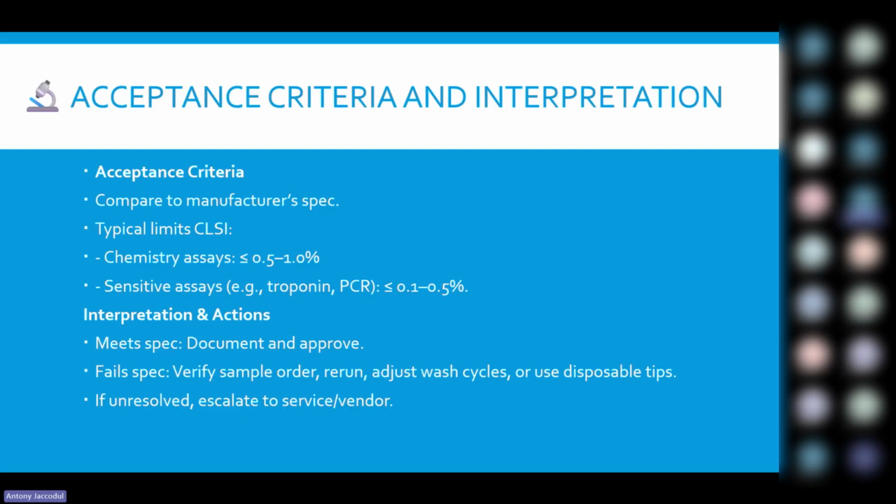So if a test sample fails carryover, you need to verify the sample order. Was your sample order the right way? You need to do a rerun. You need to adjust the washing cycles and use disposable consumables that we said earlier, just to find out if the issues might have arisen from those particular areas. If unresolved, you need to escalate to the service provider or vendor just to ask what could have gone wrong.